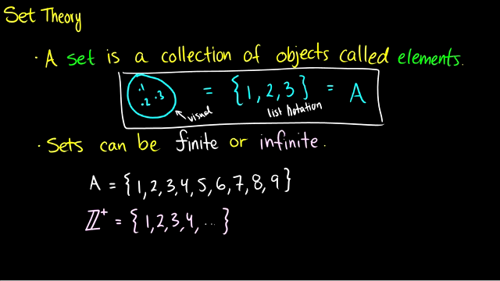So we can have a set A containing all the numbers between 1 and 9, or we could have the set of positive integers that go from 1 all the way up to infinity. And in this case, this is an infinite set. So these dots mean that there's an implied pattern that just goes on forever. So here, Z plus, if we have 1, 2, 3, 4, and we put dots, we mean that it goes 5, 6, 7, 8, 9, 10, so on and so forth. So those are really the fundamental notions of sets.